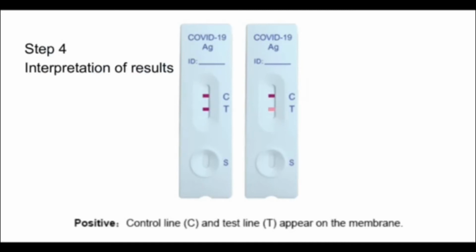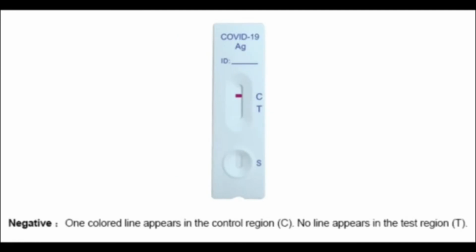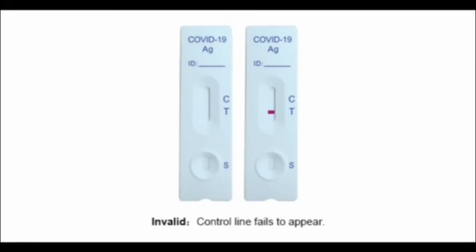Positive. Control line C and test line T appear on the membrane. Negative. One colored line appears in the control region C. No line appears in the test region T. Invalid. Control line fails to appear.